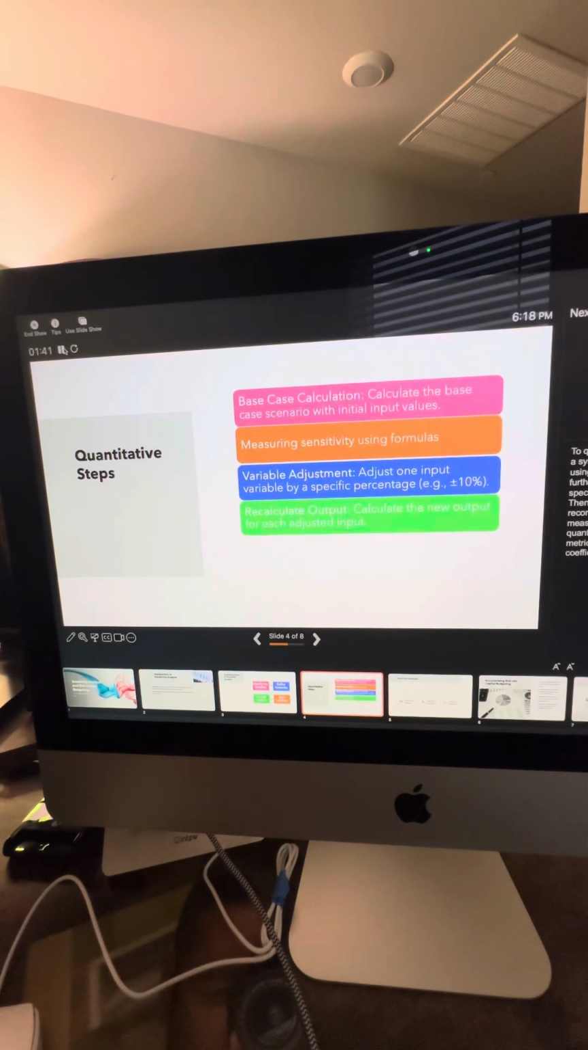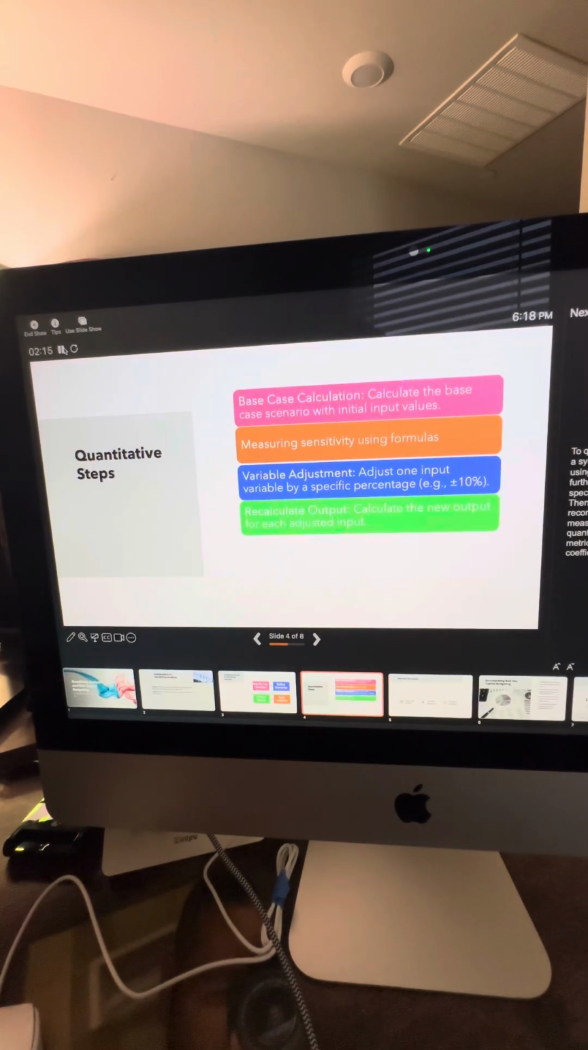Quantitative steps. To quantitatively assess the sensitivity of a model or decision, follow a systematic approach. First, calculate the base case scenario using the initial input values, establishing a reference point for further analysis. Next, adjust one input variable at a time by a specific percentage, such as plus or minus 10%, to create a modified scenario. Then, recalculate the output for each adjusted input, carefully recording the changes.